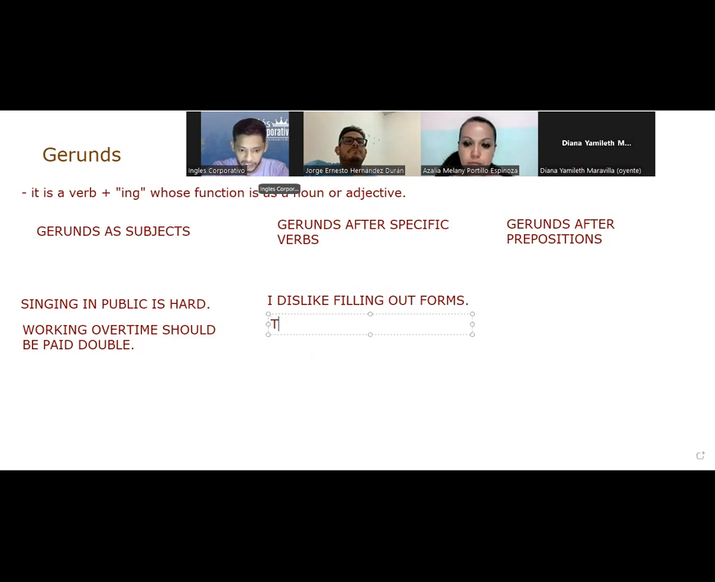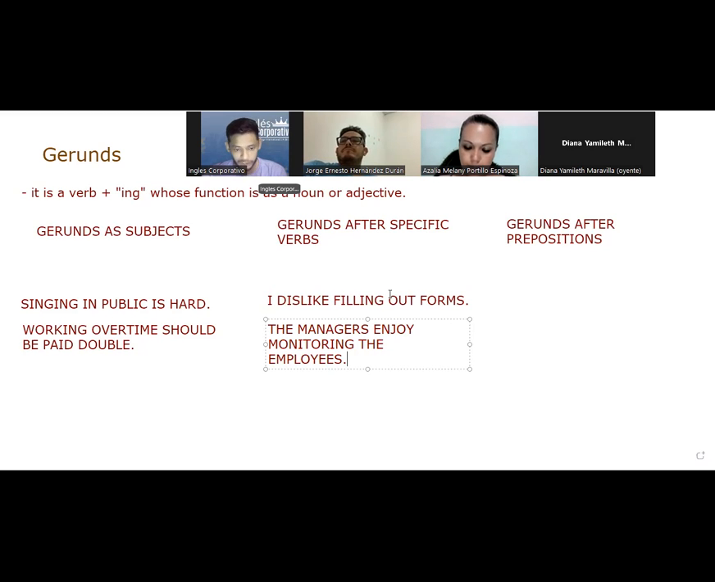Another example, the managers enjoy monitoring the employees. Los gerentes disfrutan monitorear a los empleados. Monitoring over here is the gerund. Se usa justo después del verbo enjoy. You can say the managers enjoy going, enjoy sleeping, enjoy riding, etc. We have many options. Gerunds after some prepositions.